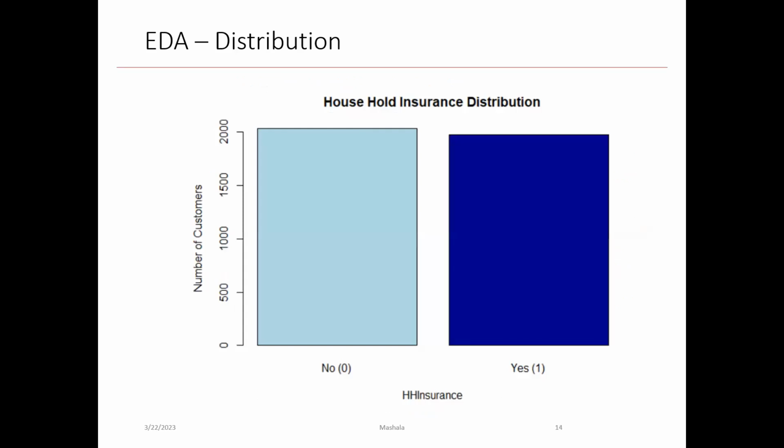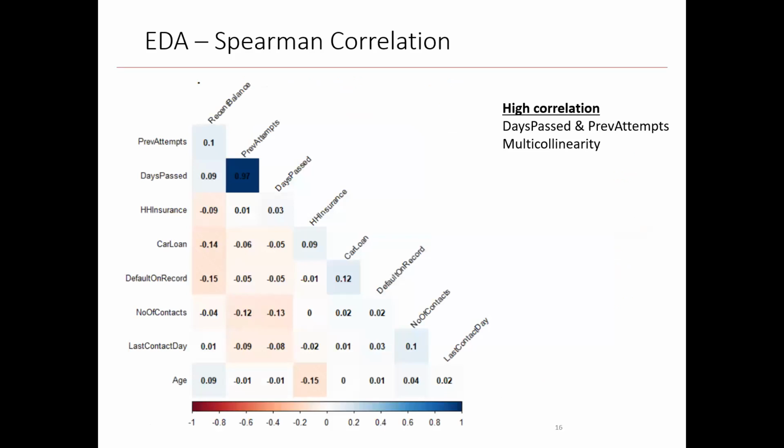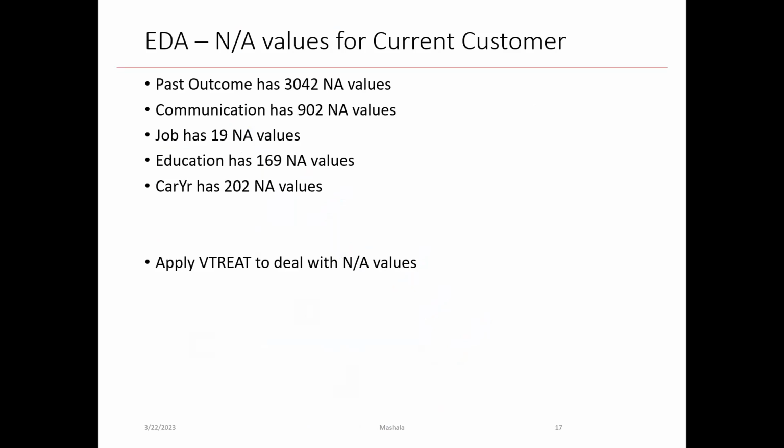In terms of the jobs, we see the most people are in management, blue collar, or technician. Most people are married. And in terms of the household insurance, the distribution is more or less the same. For the car loan, most people do not have a car loan. I looked at the Spearman correlation and found that there was higher correlation between the days passed and previous attempts made. EDA was done and we found that the number of NA values was highest for the past outcome. However, by applying vtreat later, when we did the modeling, we'll deal with the NA values.